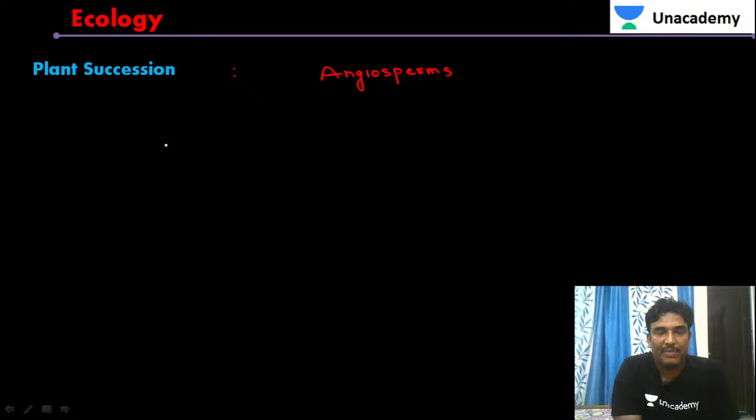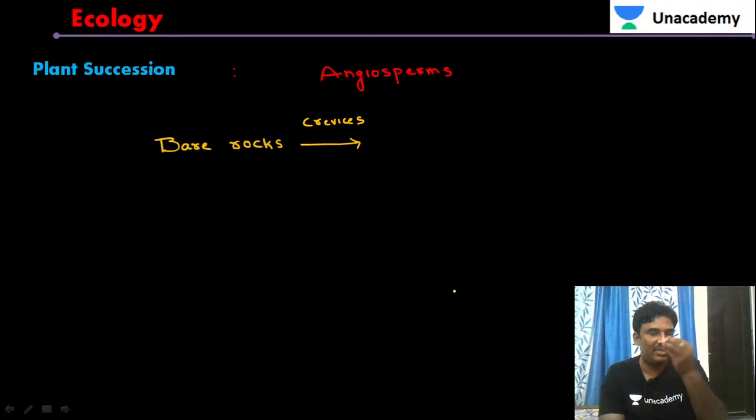Okay students, let us see how the plant succession is taking place. Thousands of years back, on the bare rocks there are small crevices. Crevices means small canals. On these crevices, the first organisms that landed are the lichens. On the bare rock crevices, the first organism that got habitated is lichens.